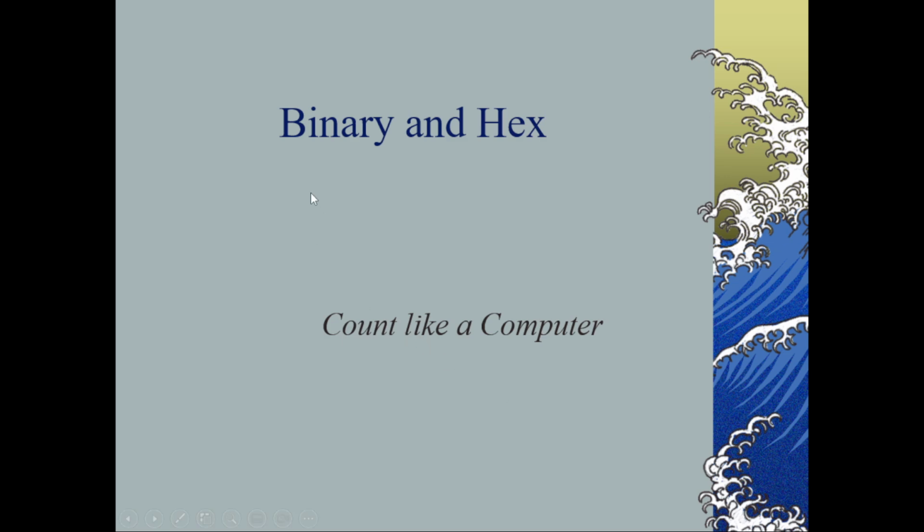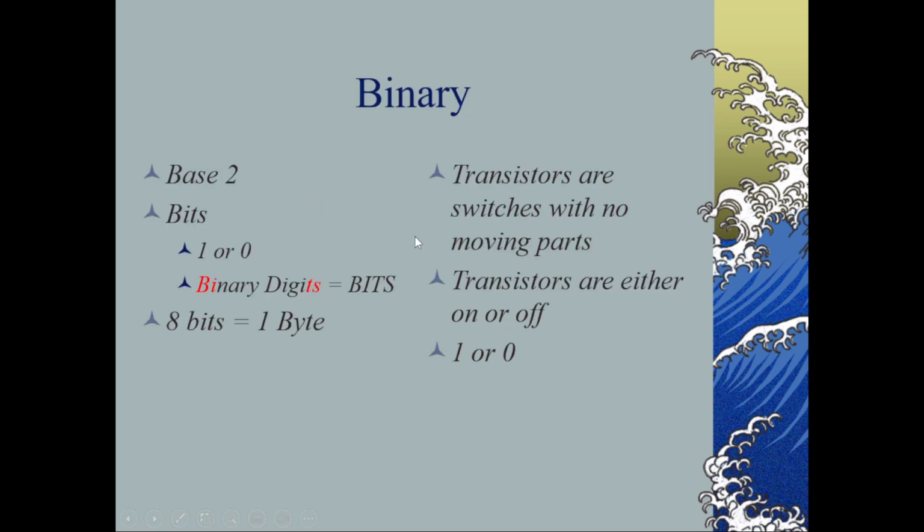Today we're going to be learning a little bit about binary and hexadecimal. Okay, so binary, as you know, is a base 2 numbering system, and there are only two numbers in binary. It's 0 and 1. A 1 or a 0 is called a bit. They get the word bit from the term binary digits, right? 8 bits together equals 1 byte.